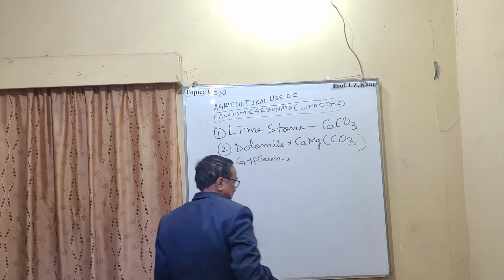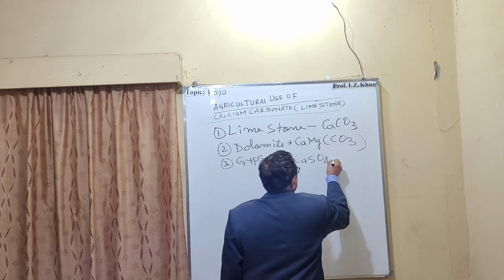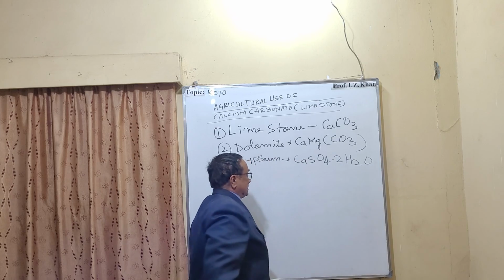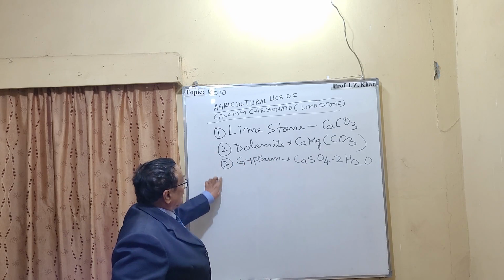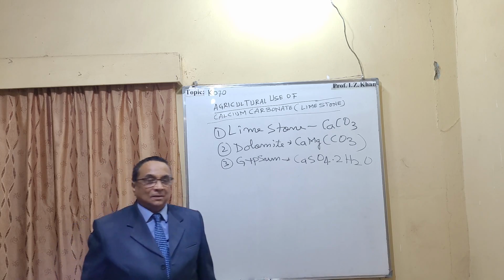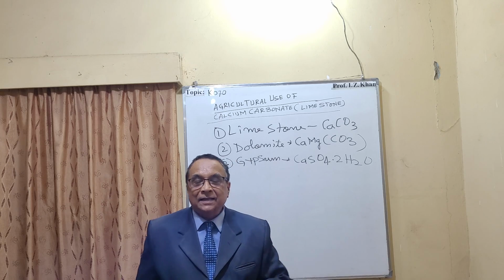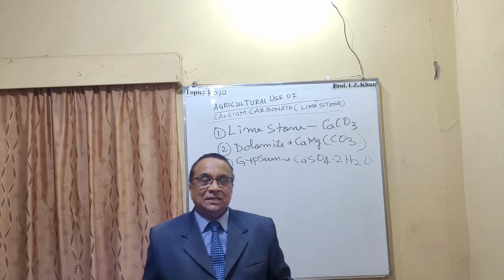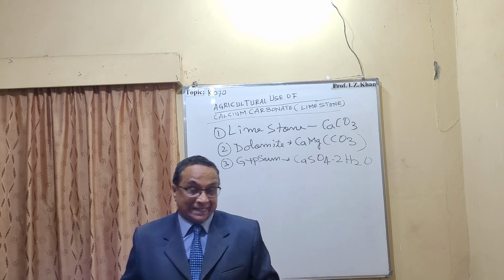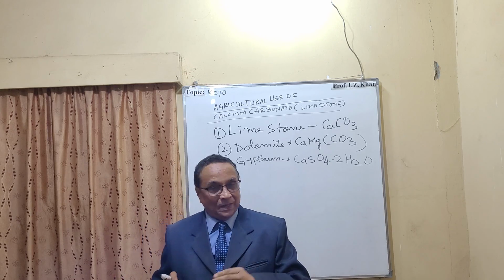Gypsum is calcium sulfate hydrated with two molecules of water, dihydrated calcium sulfate. So these three materials are used in agriculture. Sometimes they call it fertilizer, but actually the main role of these three is to supply the calcium and magnesium ions. And I will be discussing the cation and anion role in agriculture or in soil later on.